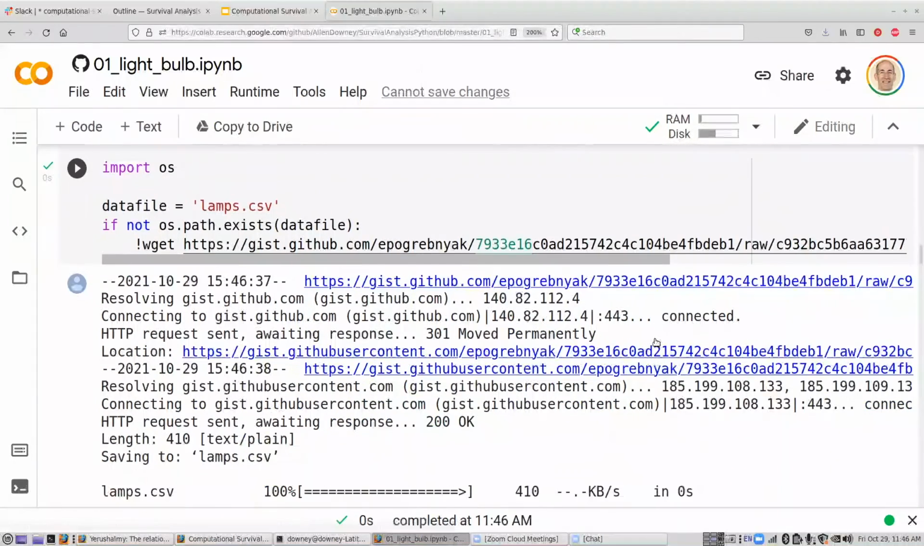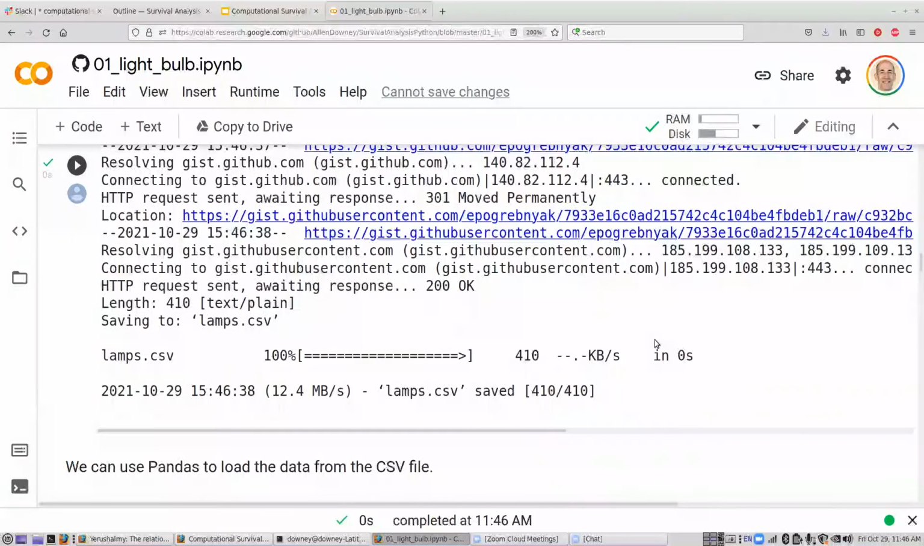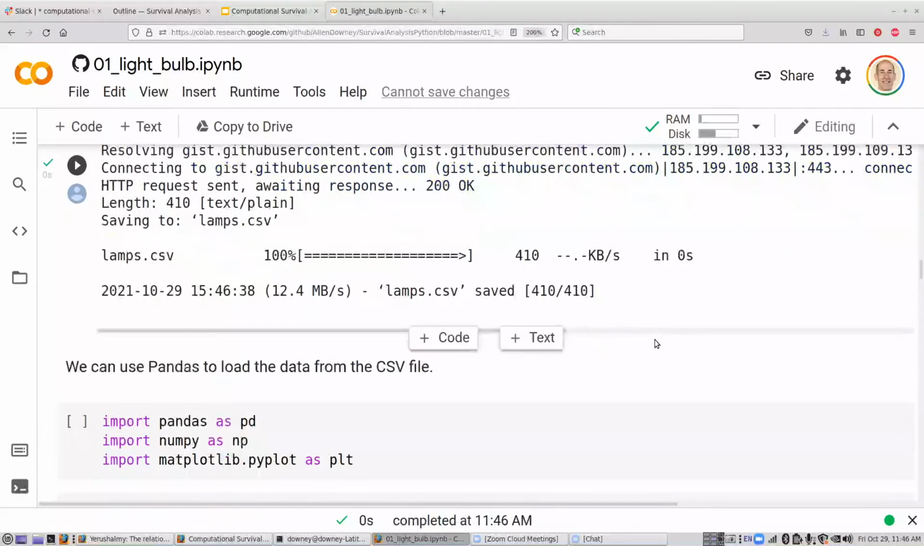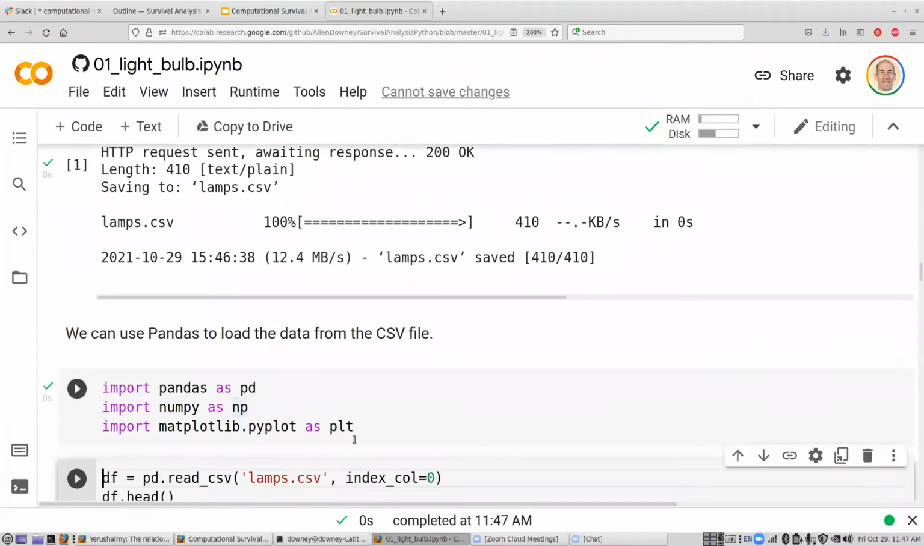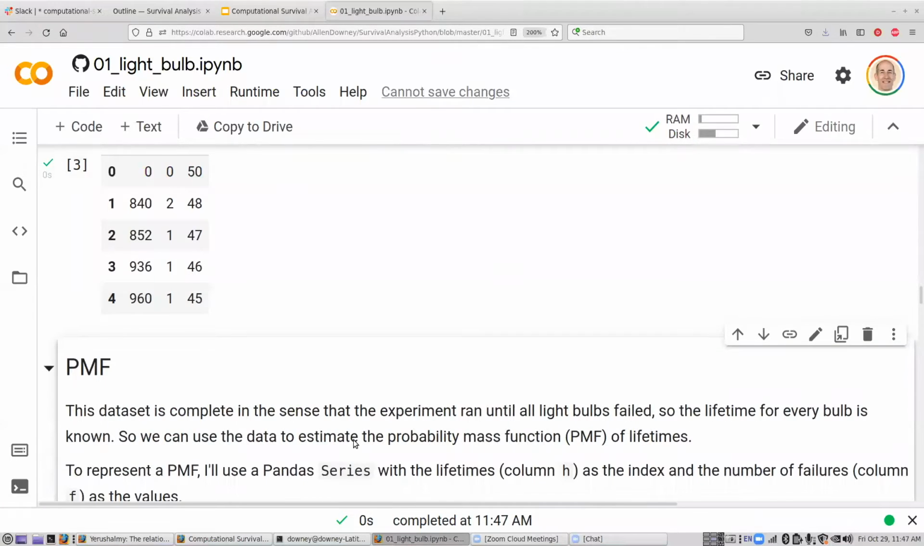And if that worked, you should see a message that says that lamps.csv has been downloaded and saved. And then the next cell here imports the libraries that we're going to use, which are Pandas and NumPy and PyPlot. And if you run the next cell, it will read the file and put it into a Pandas data frame.